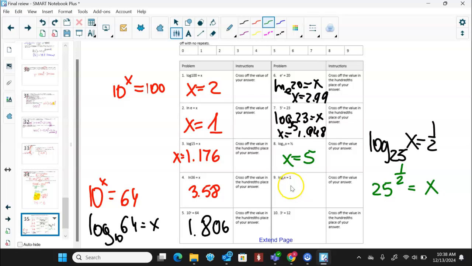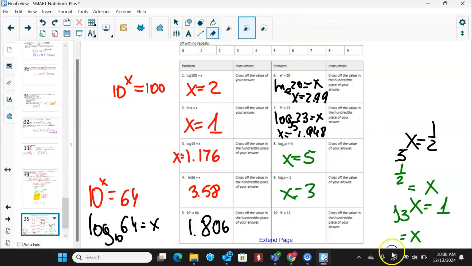Okay. Next one, the same thing. This is a log base 3 of x equals 1. You cannot put that in a calculator. You have to do 3 to the 1 equals x. And that is just simply 3. And then lastly, the same thing.